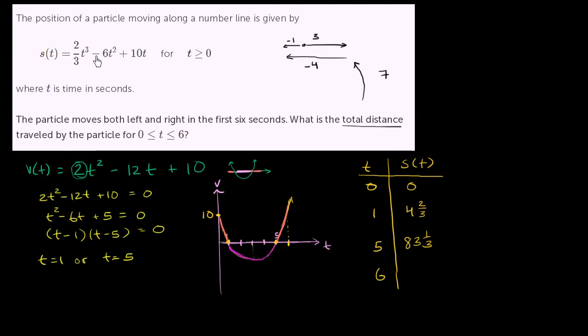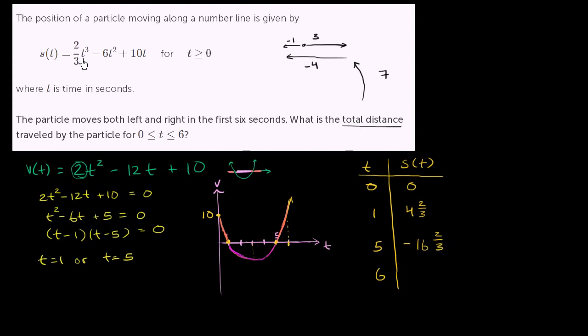That's this first term. Minus 6 times 25, so that's going to be minus 150, plus 10 times 5, so plus 50. So this is going to simplify. Minus 150 plus 50 is minus 100. 83 and 1/3 minus 100 is going to be negative 16 and 2/3. So negative 16 and 2/3 is its position after 5 seconds.